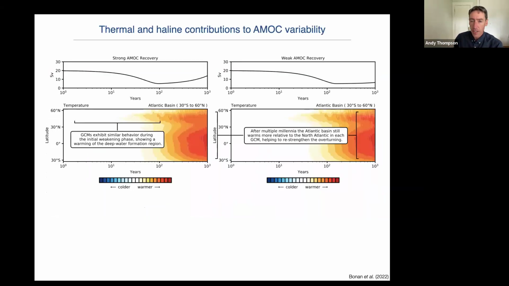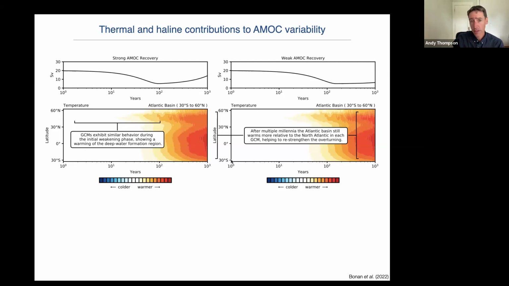Our explanation for that looks like this. I'm showing at the top example time series of an AMOC that has a strong recovery, and on the right one that has a weak recovery. The story for temperature is one that's been talked about in the literature quite a bit. Time here is on the x-axis, latitude is on the y-axis, so you're seeing the perturbation in temperature in the Atlantic basin. You have this early warming in the high northern latitudes, which reduces that density gradient and weakens the AMOC.